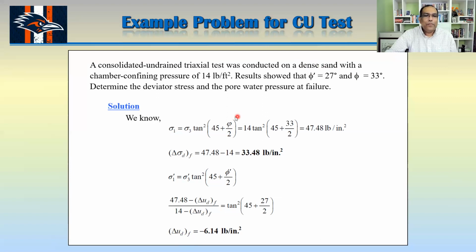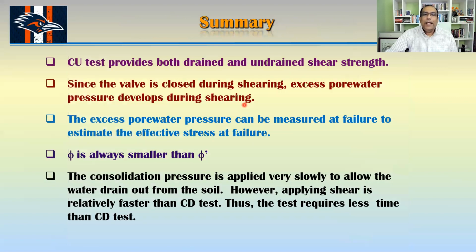Okay, very good. Let's move forward. The summary of the CU test. The CU test provides both drained and undrained shear strength. So from one test you can get both drained and undrained shear, but this is not completely undrained, so I shouldn't recommend you use that as the undrained shear strength from your CU test.